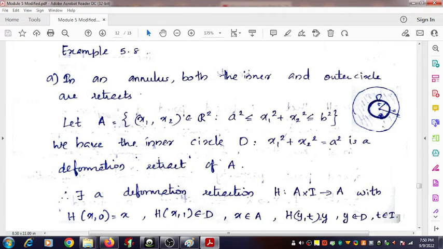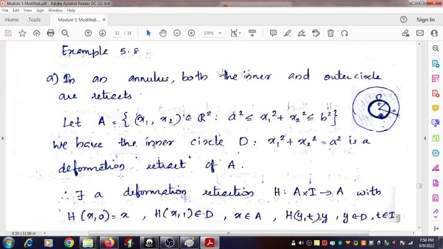That annulus contains the points (x1, x2), which are members of R², such that a² is less than or equal to x1² + x2² is less than or equal to b². So the inner circle, in this annulus, we can take that inner circle separately. The inner circle has the equation D equal to x1² + x2² = a², as a is smaller than b. So the inner circle is x1² + x2² = a².